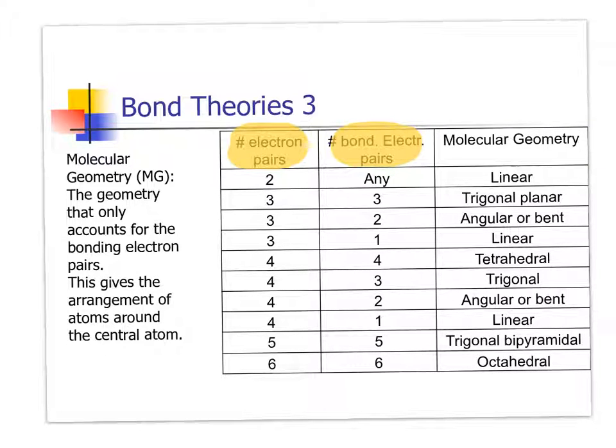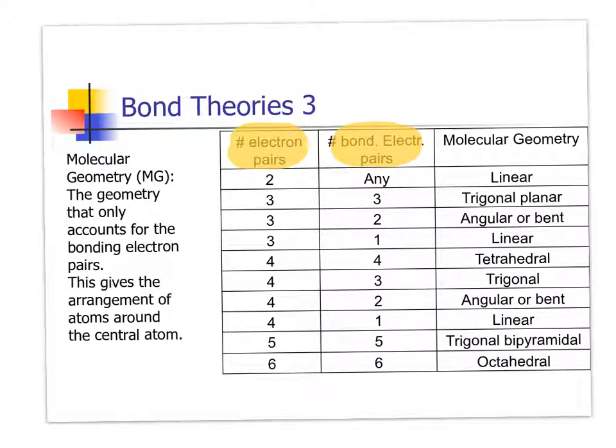Now, if it has a non-bonding pair in it, meaning that only 2 of the 3 are actually bonding, then you have what's called an angular or bent. And either of those words are for the most part pretty acceptable universally across the board. And if you have only one, that means it is linear.